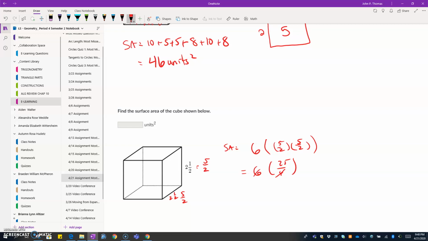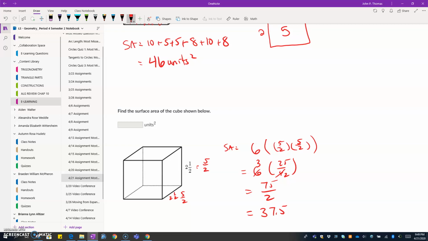All right, I'll reduce the 4 and the 6 to a 3 and a 2. All right, 3 times 25 is 75. So I have 75 halves, which is going to be 37.5, because we're taking the 75 and cutting that in half. Half of 70 is 35, and then you've got half of 5, which is 2.5, so 37.5.